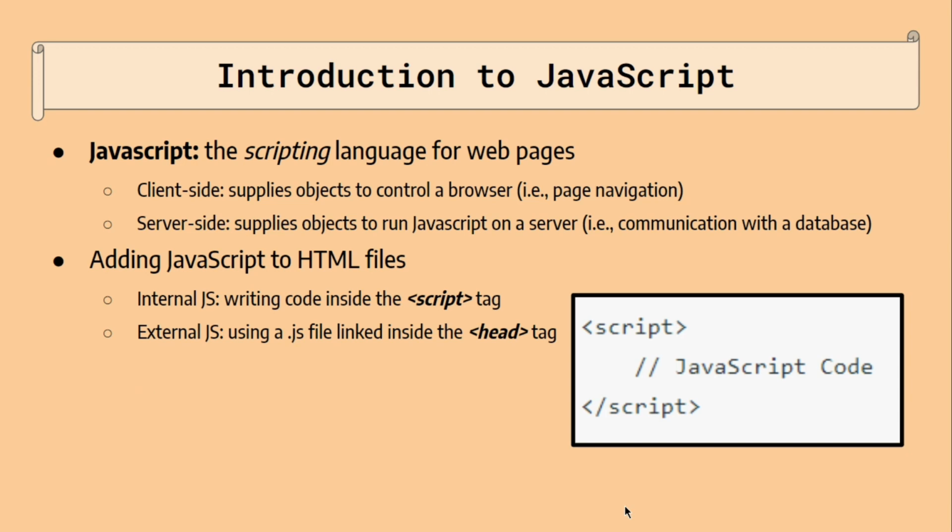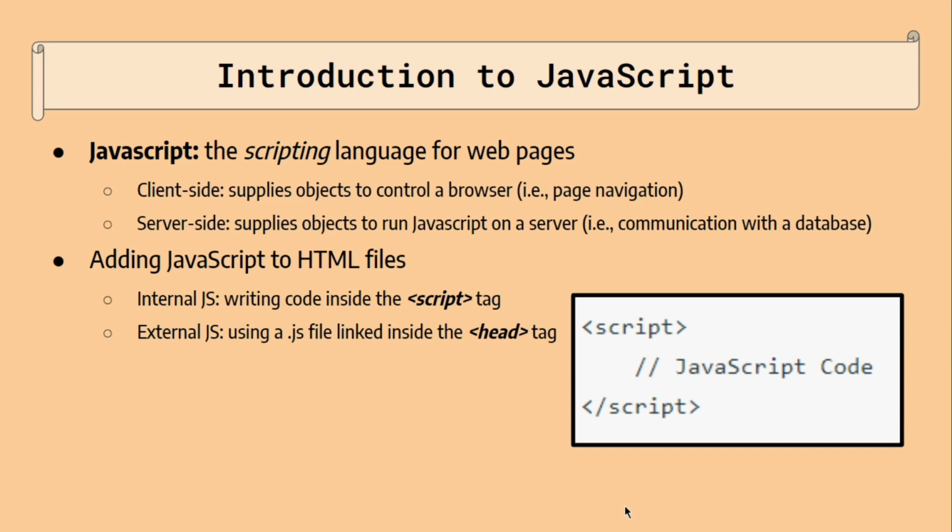So, what is JavaScript? JavaScript is the scripting language for web pages. It can be used for client-side developments, which supply objects to control a browser, for example, page navigation, or server-side developments, which supply objects to run JavaScript on a server, for example, communication with a database.